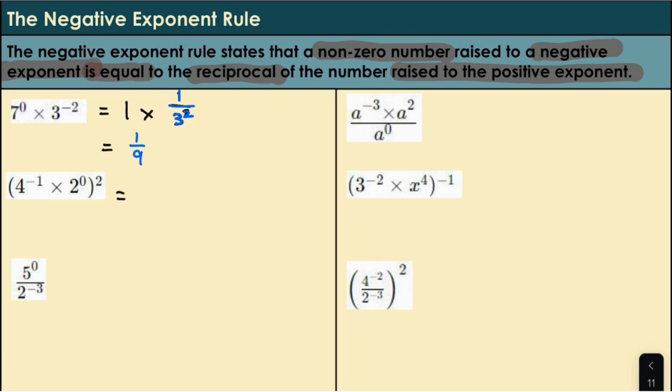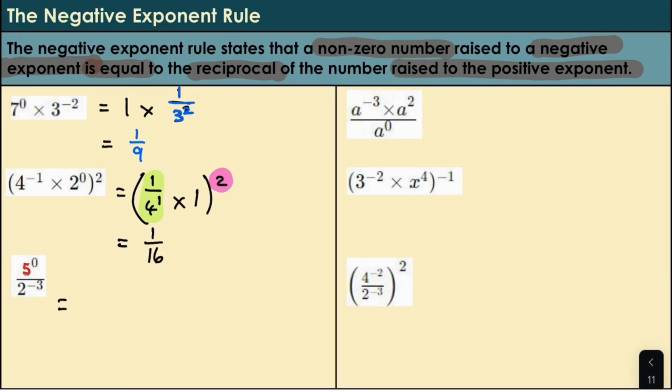Now from our rule, we know 4 to the negative 1 is 1/4 to the positive 1. And we are multiplying by 2 to the 0. Now 2 to the 0 is 1, because anything to the 0 is 1. And I need to square the whole expression in brackets. 1/4 to the 1 is a quarter. And I have to square a quarter. Now the numerator squared is 1. The 4 on the bottom squared is 16. And there is my solution.